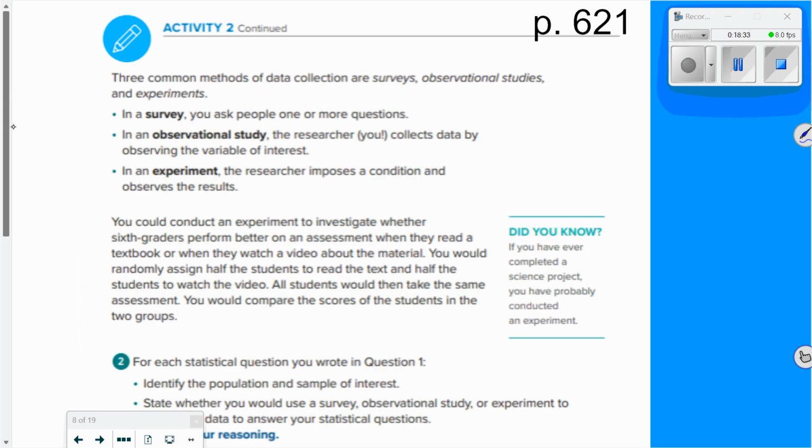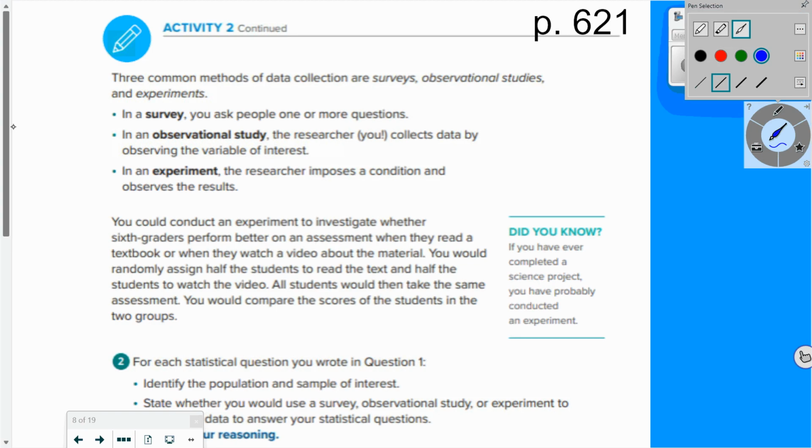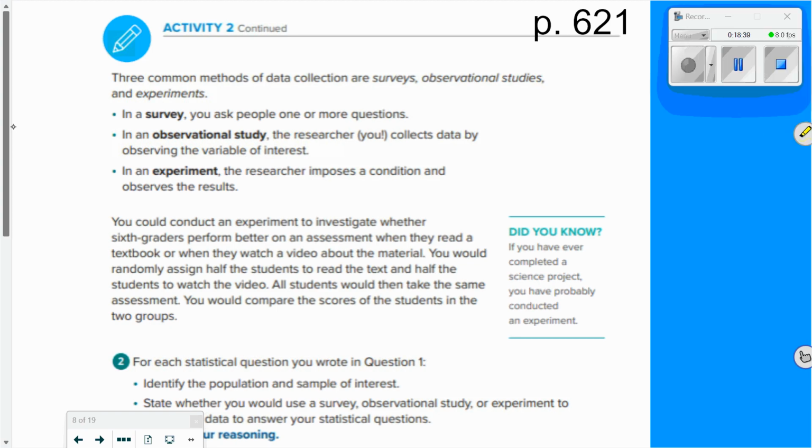Now we've got a few more terms. Like I said at the beginning, you need a lot of highlighters today. You're using your highlighters a lot. When we are looking for data, there's three primary ways we can collect the data. We can do a survey. In a survey, you can ask people one or more questions. You can do an observational study. In this one, the researcher collects data by observing the variable of interest. In other words, you're going to look at something specific. In an experiment, the researcher imposes a condition and observes the results.